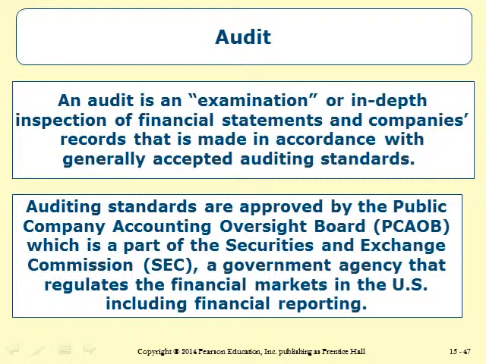An audit is an examination or in-depth inspection of financial statements and a company's records made by an independent public accounting firm in accordance with auditing standards approved by the Public Company Accounting Oversight Board in the United States. The Public Company Accounting Oversight Board, or PCAOB, is a part of the Securities and Exchange Commission, or SEC, which is a government agency that regulates U.S. financial markets, including financial reporting. After auditing a company, an accounting firm issues an independent opinion, that is the accountant's assurance that management's financial statements are in conformity with GAAP.